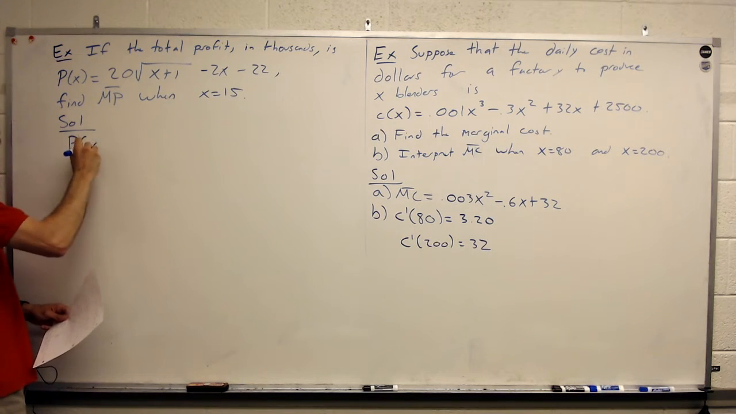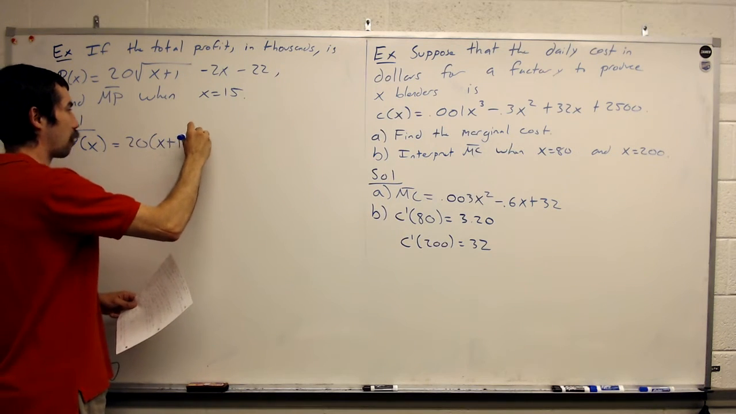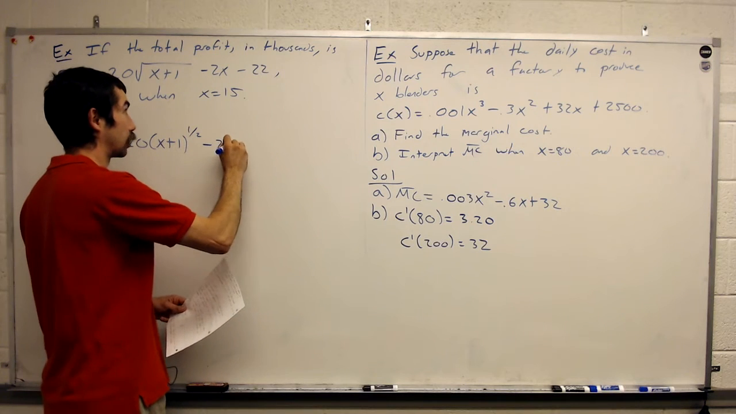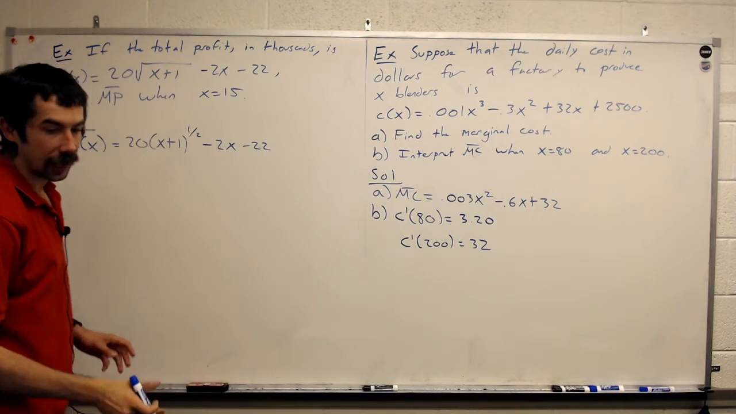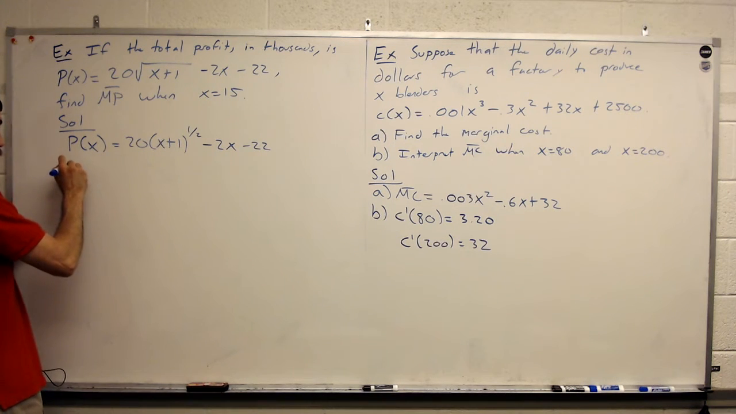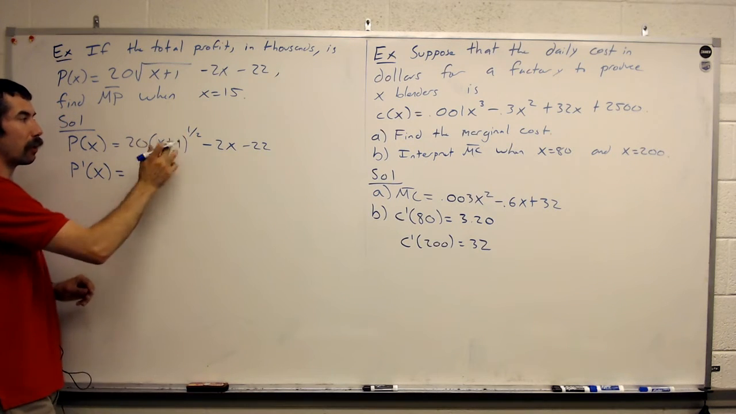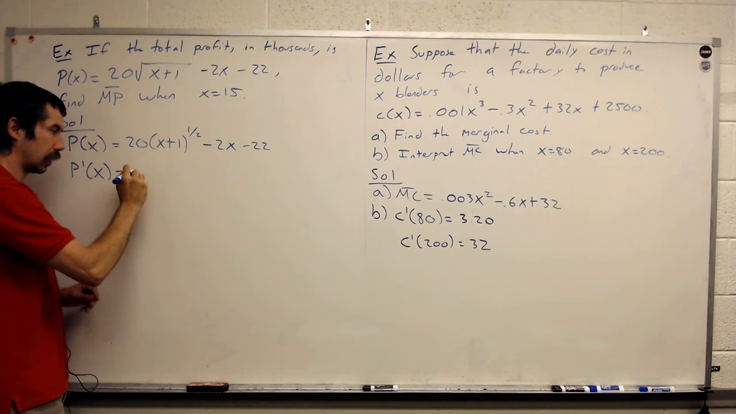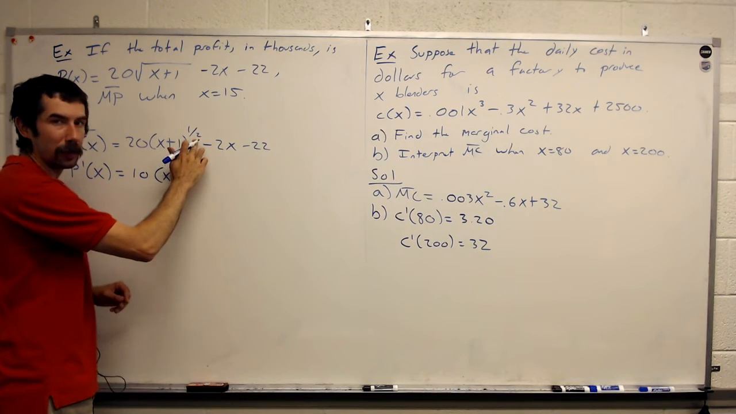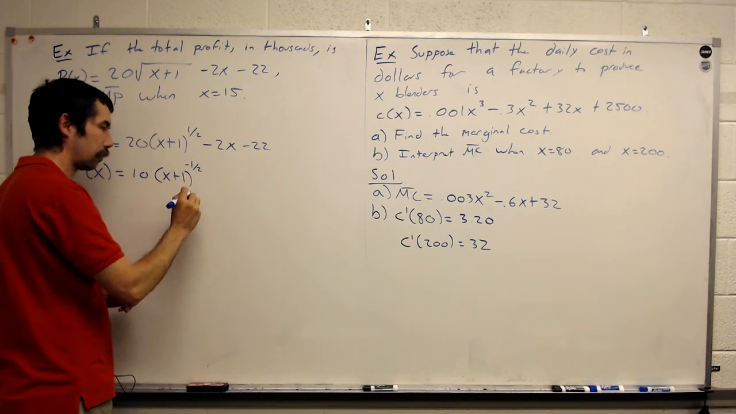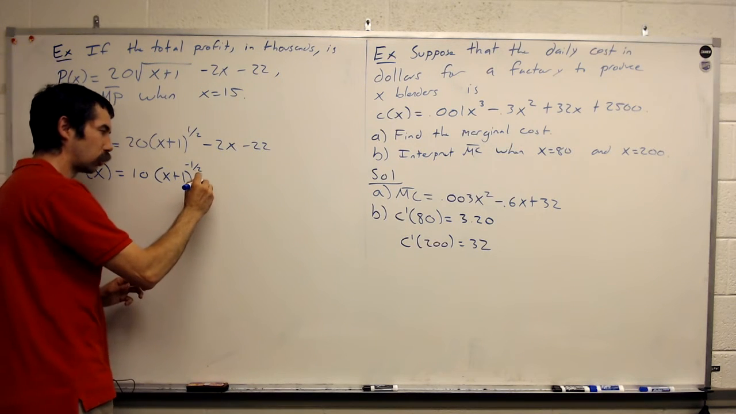All right, so let's do that. Our profit function is 20 times x plus 1 to the 1/2 power minus 2x minus 22. Let's take the derivative of this. The derivative gives us the marginal profit. Bring the power in front: 20 times 1/2 is 10, x plus 1. Subtract 1 from the exponent. And for the love of God, remember the chain rule. Boom! Times the derivative of the inside.